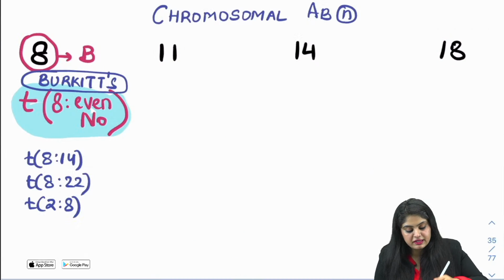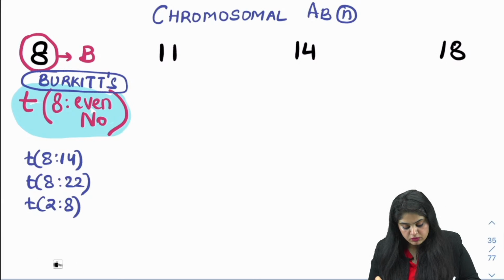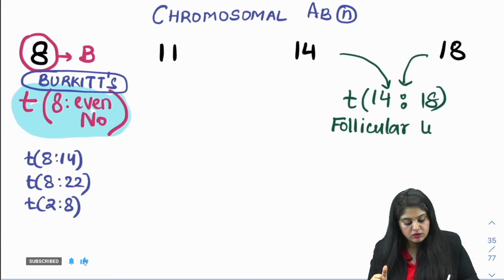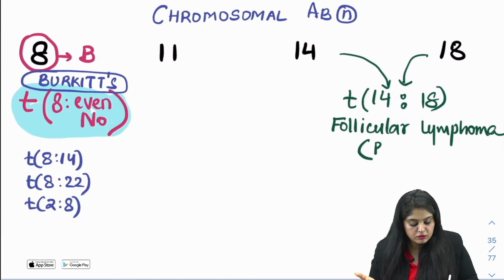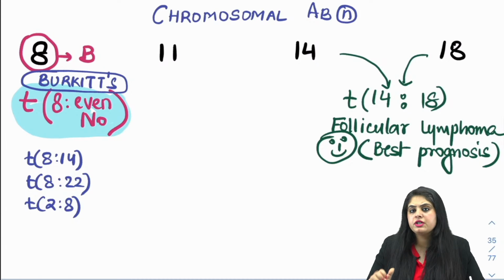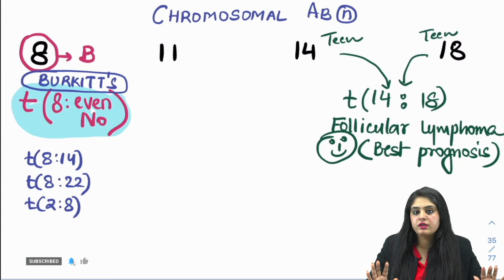Coming back to the other numbers, guys, we have 11, 14 and 18 mentioned. Now this is the story of teenagers. If I put the teenagers together, chromosome number 14 and chromosome number 18, teenagers are best friends, ma'am. Friendly lymphoma, follicular lymphoma. Why did I call it friendly follicular? Because follicular lymphoma has the best prognosis. Follicular lymphoma is friendly. Friendly means good lymphoma, good for the body. Treatment is simple. So follicular, friendly, and in friendly, the teenagers are 14 and 18. So teenagers are sorted.